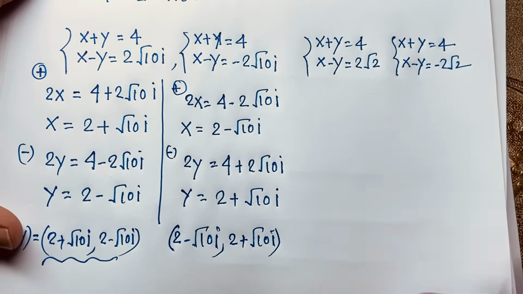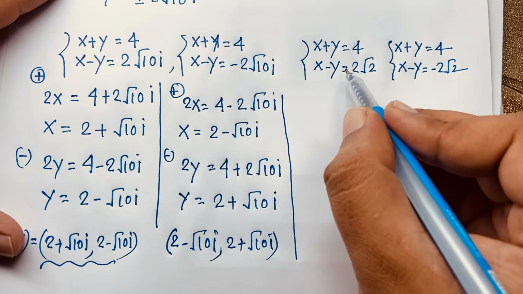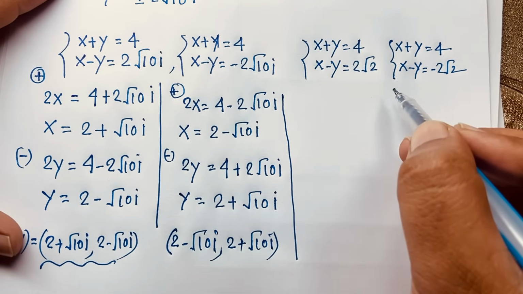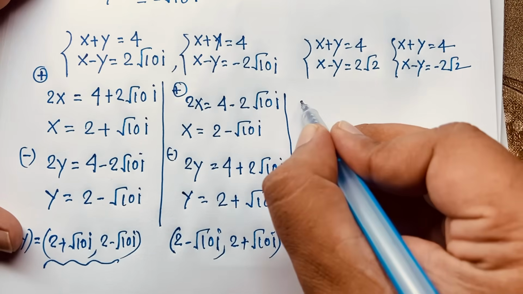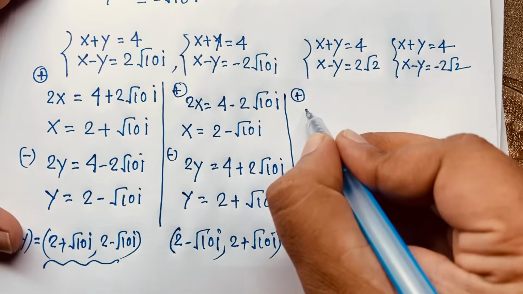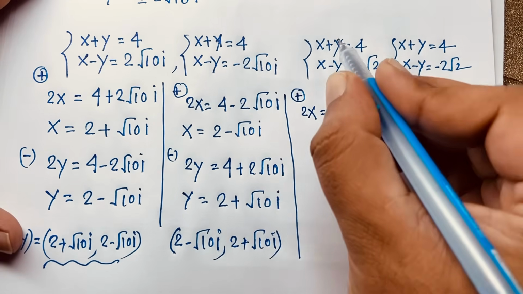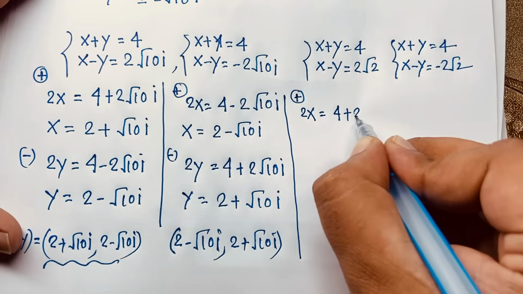Now the other case: x plus y is equal to 4, x minus y is equal to 2 square root 2. So x and y are equal to what? You can see easily here x plus x will be twice x. I add both equations again, so x plus x will be twice x. Y and negative y will be 0. 4 plus 2 square root 2.